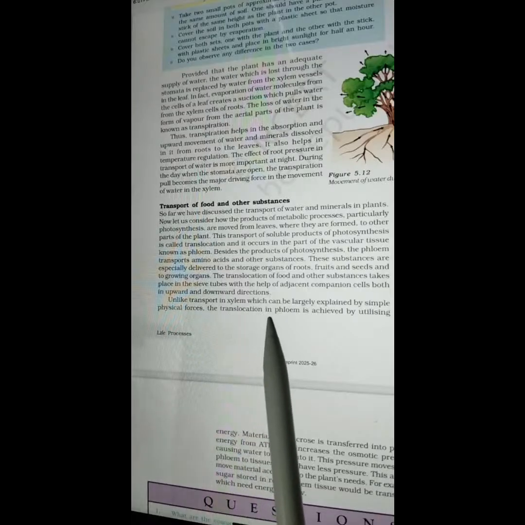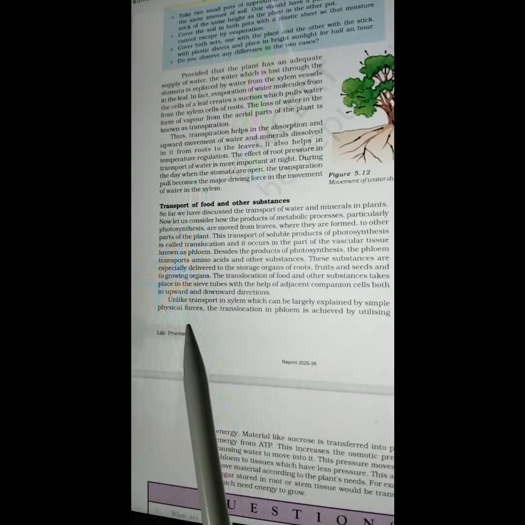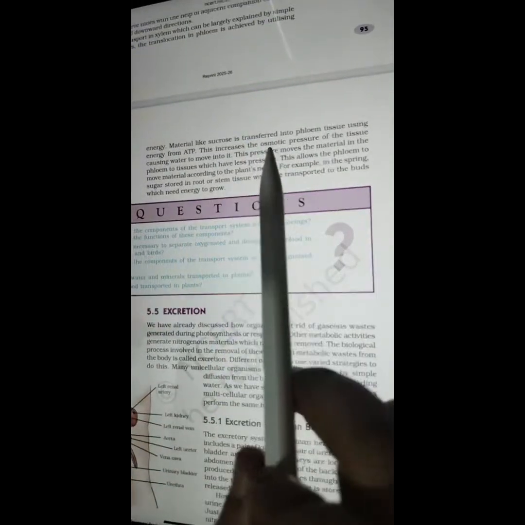Unlike the transport in xylem, which can be largely explained by simple physical forces, the translocation in phloem is achieved by utilizing energy. Material like sucrose is transferred into phloem tissue using energy from ATP. This increases the osmotic pressure of the tissue, causing water to move into it. This pressure moves the material in the phloem to tissues which have less pressure. This allows the phloem to move material according to the plant needs.